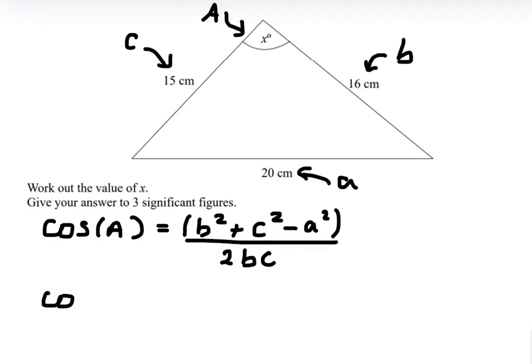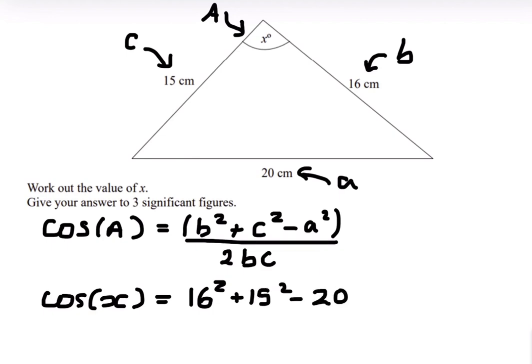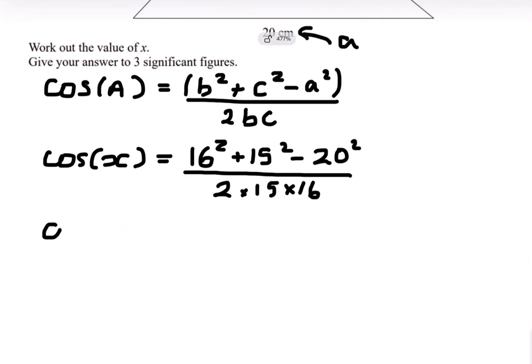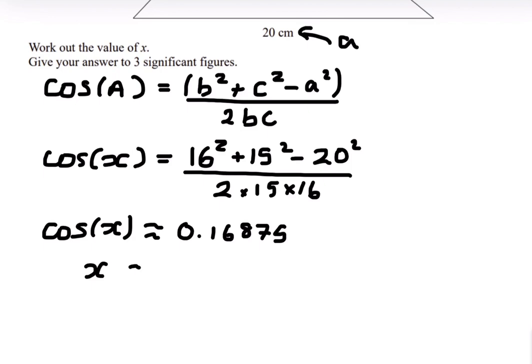This gives us cosine of x is equal to 16 squared plus 15 squared minus 20 squared, all divided by 2 times 15 times 16. Plugging this into a calculator gives us cosine of x is approximately equal to 0.16875. To get x on its own, we have to use the inverse function of cos, or cos to the minus 1.